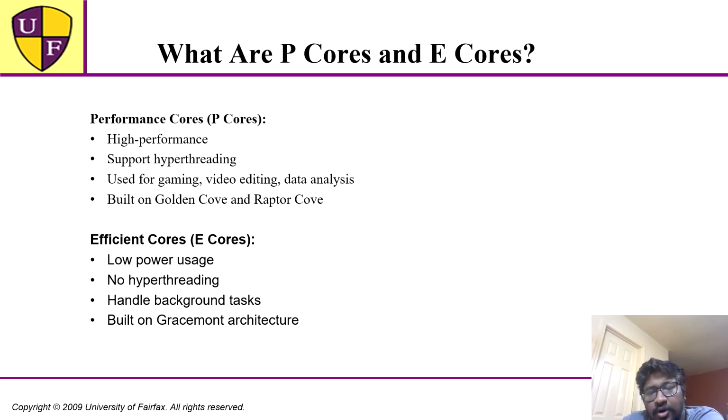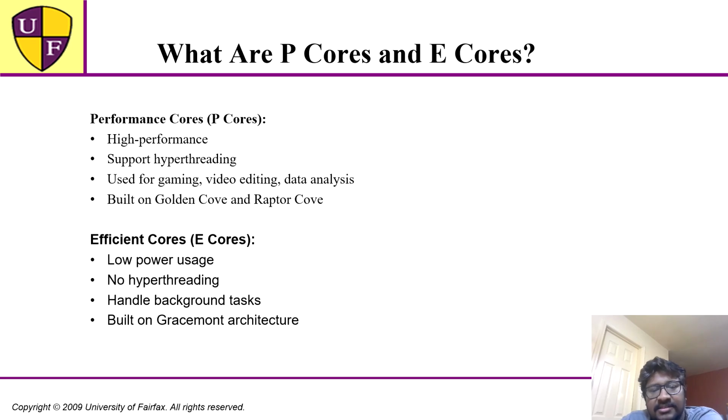Now, let's move on to the E-cores. It means efficient cores. These are the smaller, lower power cores. These cores use less electricity and do not support hyper-threading, and they can handle background tasks or light tasks like music streaming or system services.